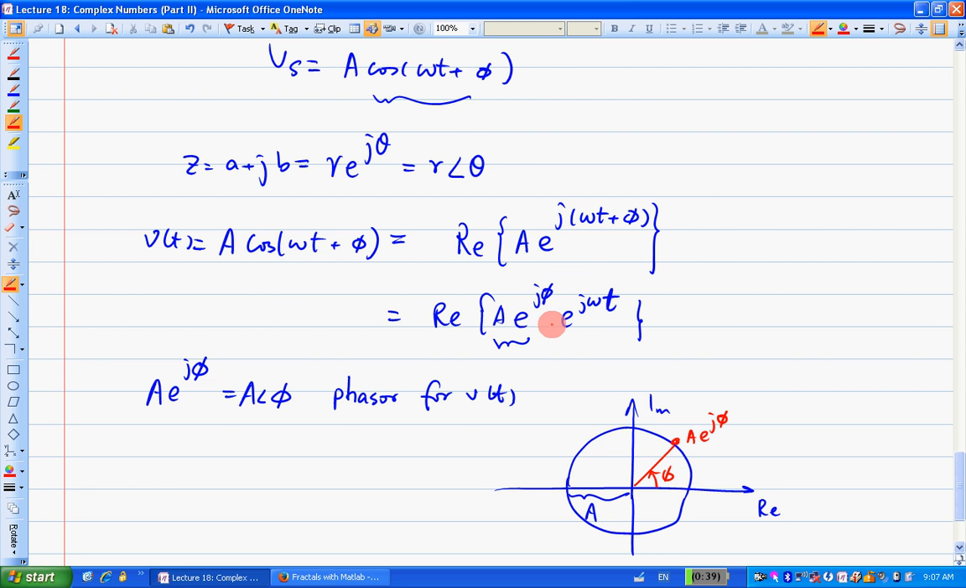And then if you multiply by another e^(jωt), it's like this. Starting from this location, you rotate by another quantity, how much? ωt, right? So this is ωt here, then you end up over here. So this is A e^(jφ) e^(jωt). Okay, so that's what it is.